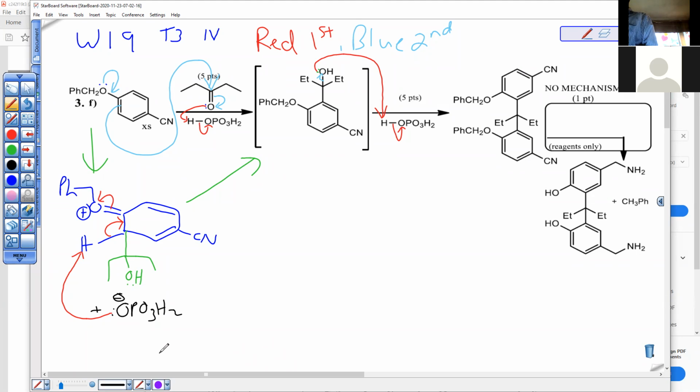And what do we got? I'm going to go ortho on that one too. And we have a paracyano. We have a lone pair. Same story as before. Lone pair resonates. Ortho pi electrons attack. Can't use blue.